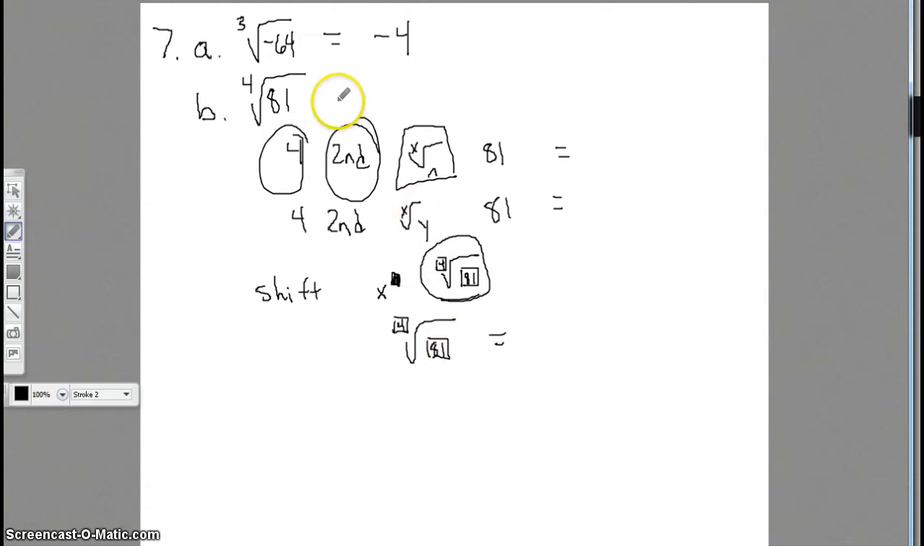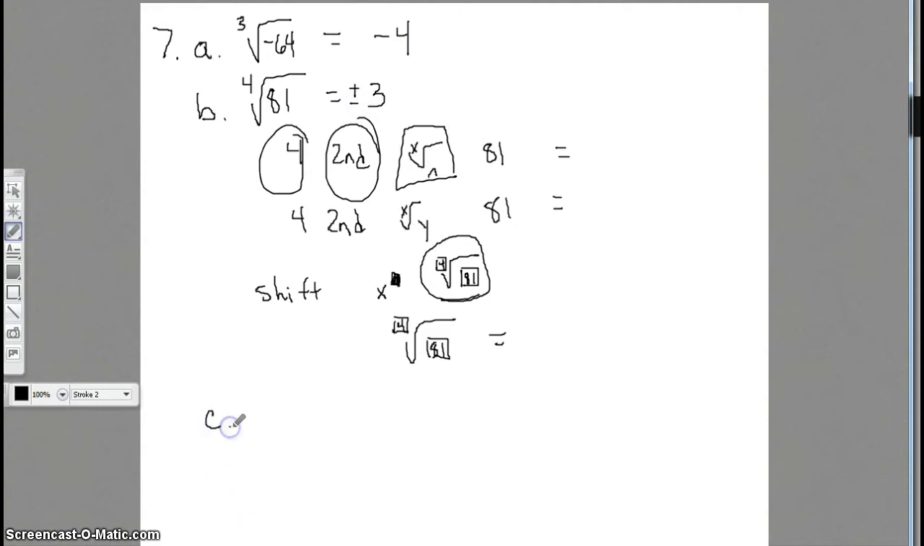So the fourth root of 81, when you put it in your calculator, once you figure out how to do the fourth root, it's going to give you an answer of 3. But the even root of any positive number is going to have 2 answers. So it's going to be plus or minus 3.